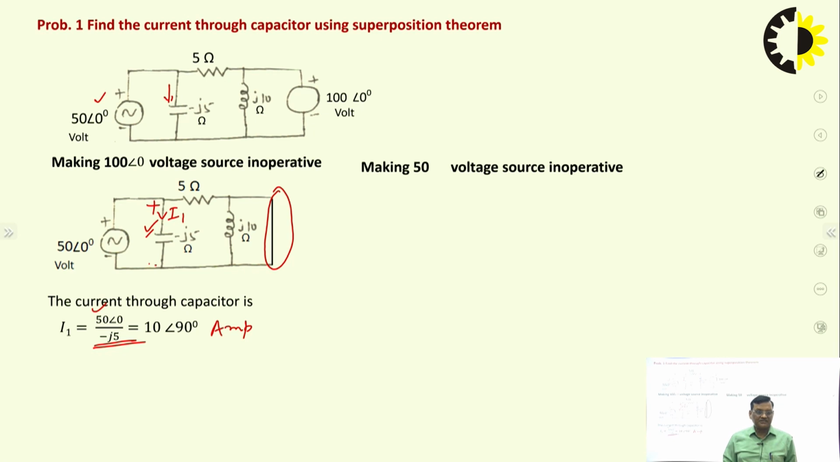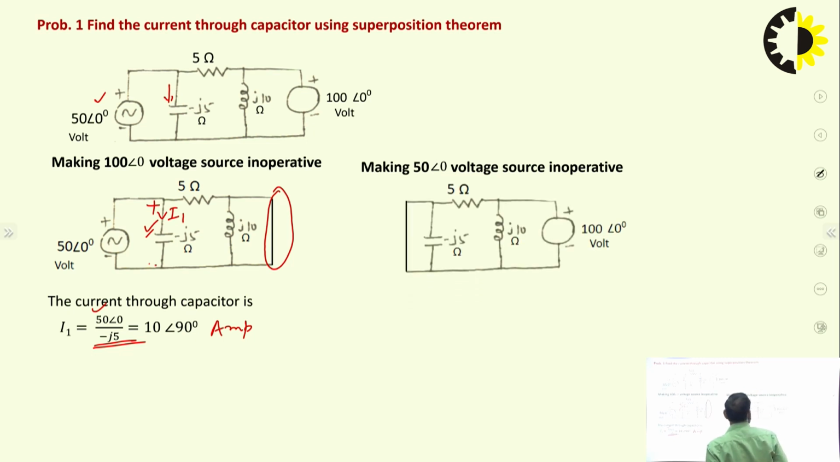If you are going to consider the current, we must consider the direction of the current. In this case the current is flowing from top to bottom. Now take the other energy source: the 50 angle voltage source is inoperative and the 100 angle 0 degree voltage source is active. So this is replaced by its internal impedance, and it is ideal in nature.